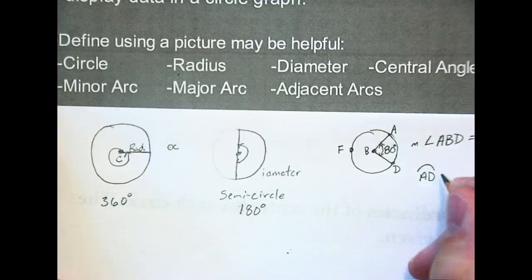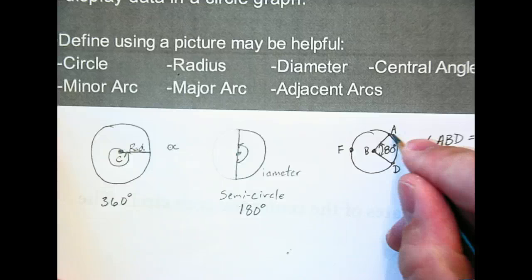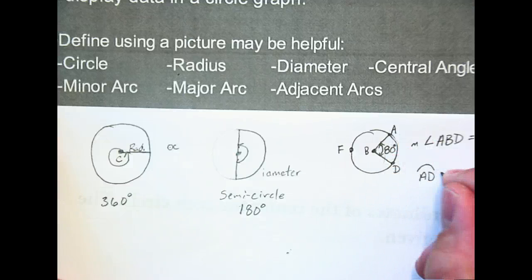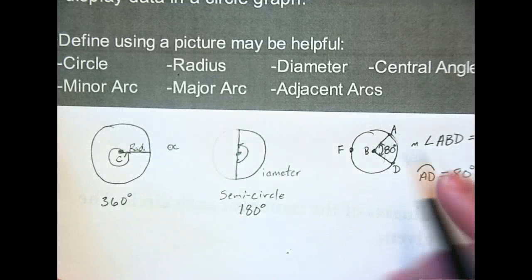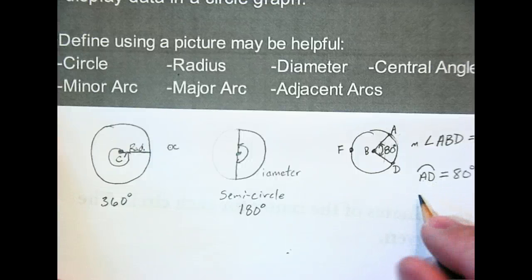It actually has the same measure as its central angle. So this arc measures the same as this angle. That arc is also 80 degrees. So central angles and their corresponding arcs have the same measure. This is a minor arc because it's less than 180. Now notice with a minor arc we only use 2 letters.